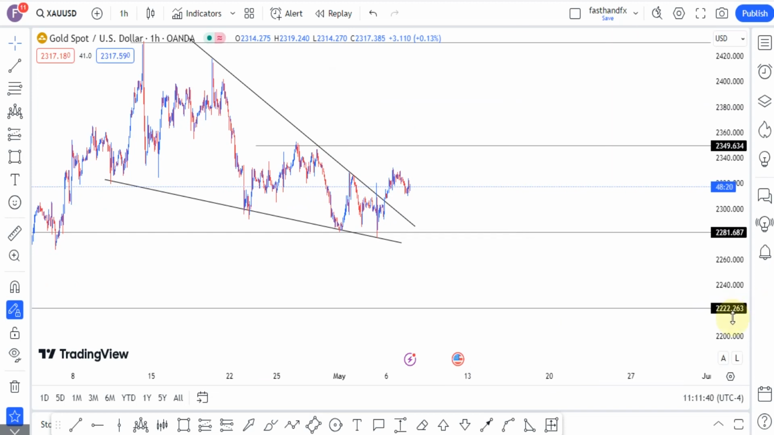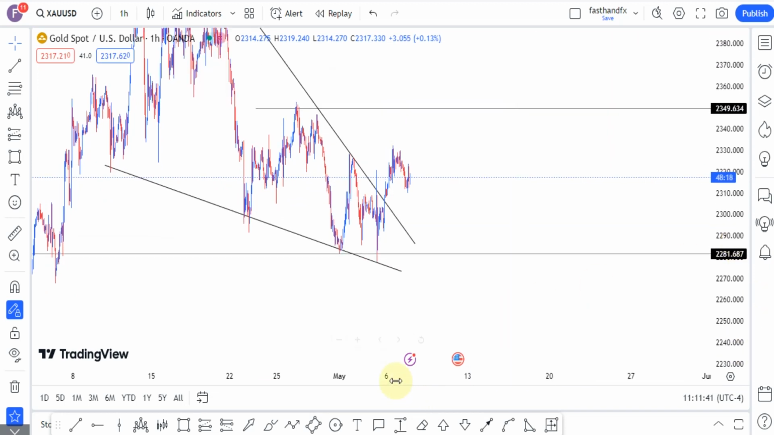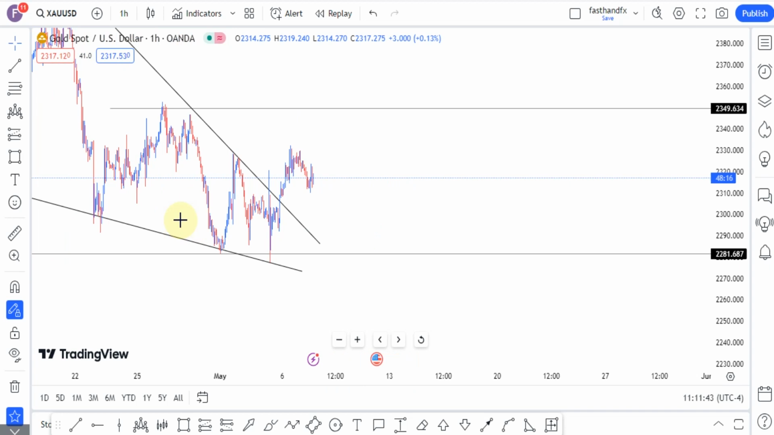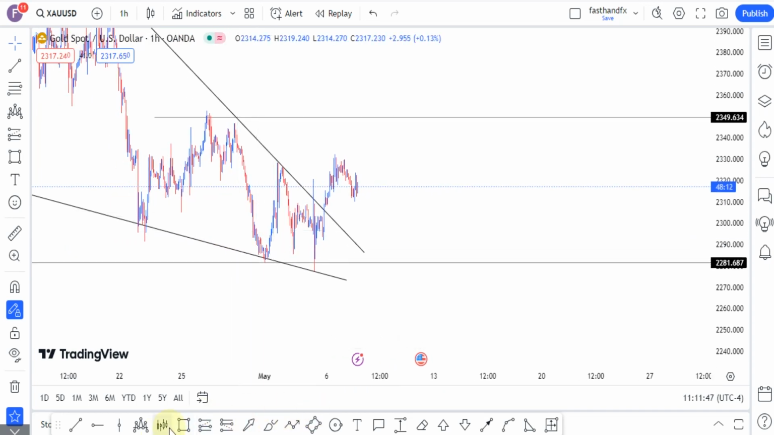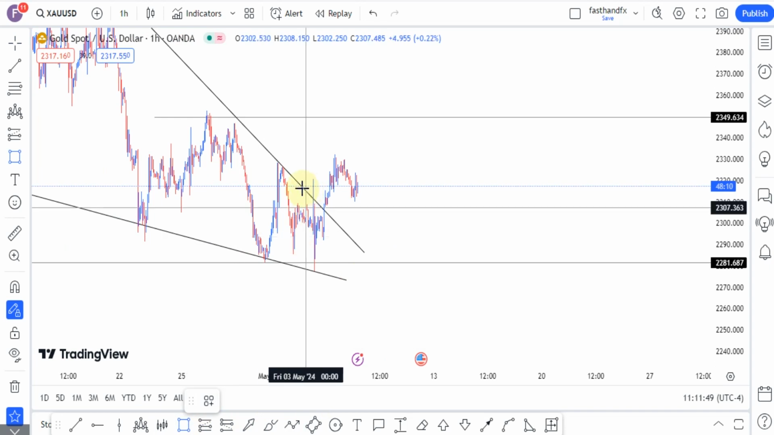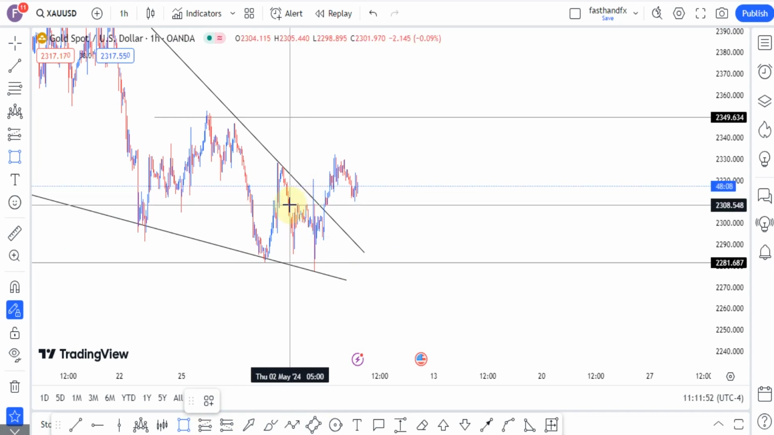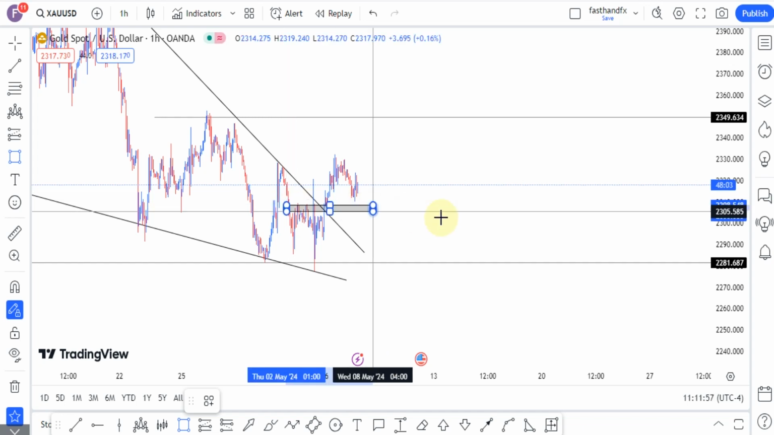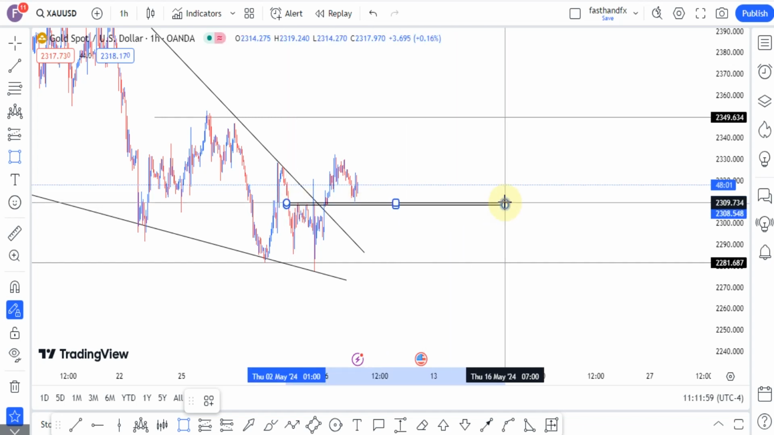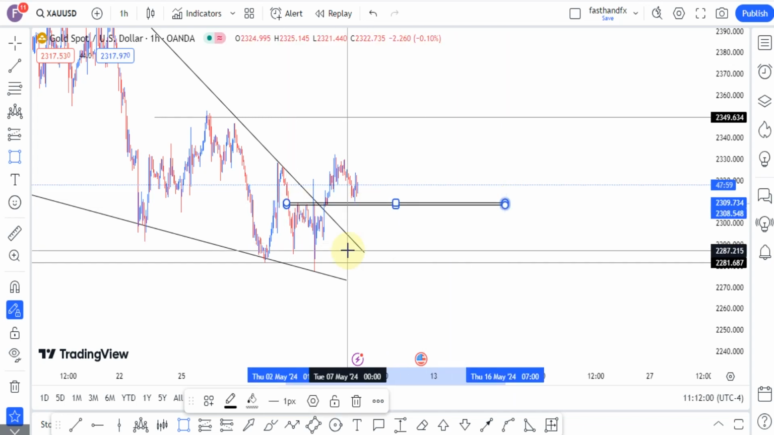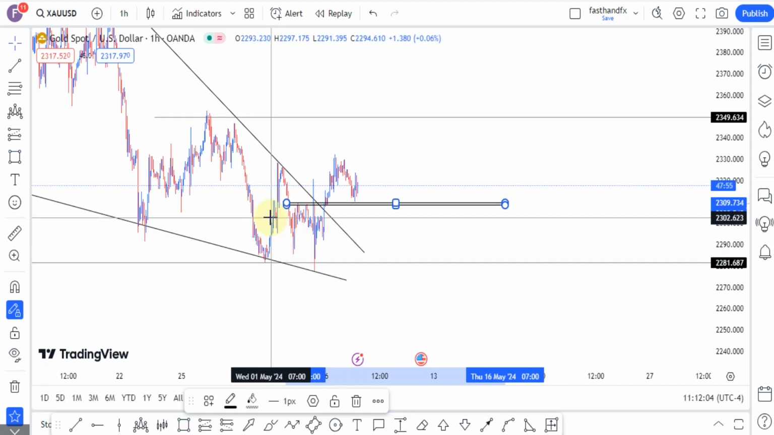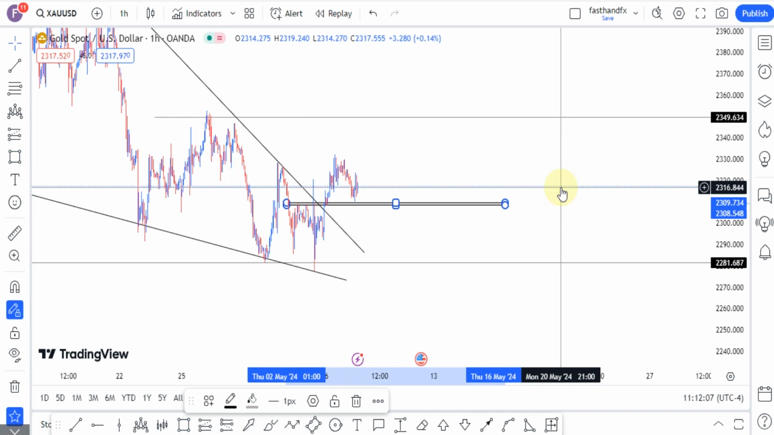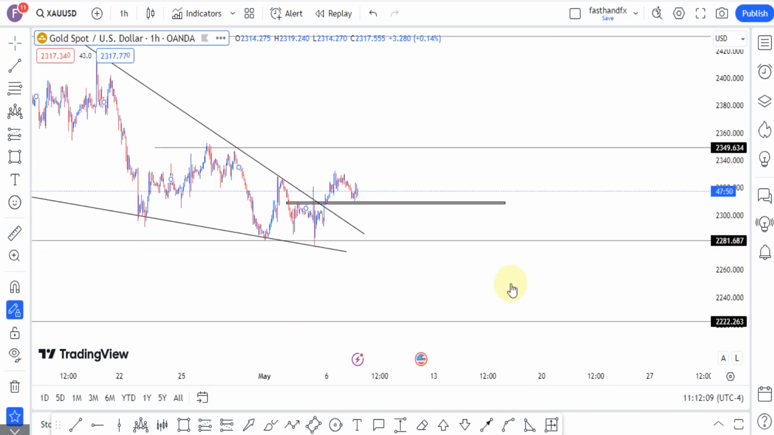So from the 1 hour time frame, let's draw these key areas. I'll just use my rectangle to draw this area above here. That was my area of interest, above that area. So yesterday the market did break above this area.